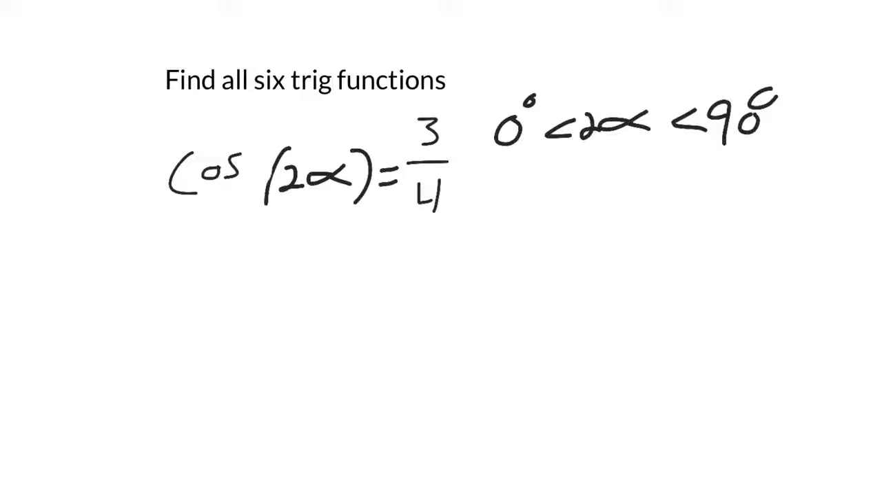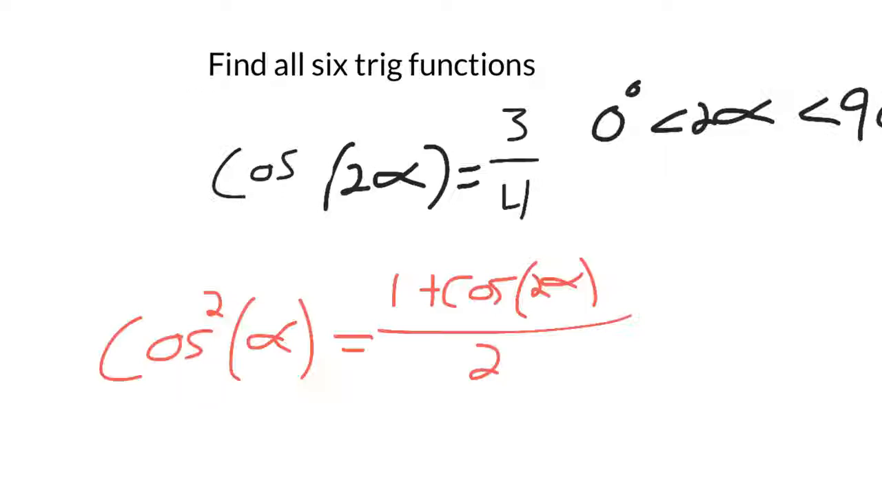To find all 6 trig functions for this ratio, cosine of 2 times alpha equals 3/4, we want to simplify this so we can just say cosine of alpha equals something. One thing we can do is use a trig identity. We have this one: cosine squared of an angle is equal to 1 plus cosine of 2 times that angle, over 2. We have this right here, 2 times alpha.